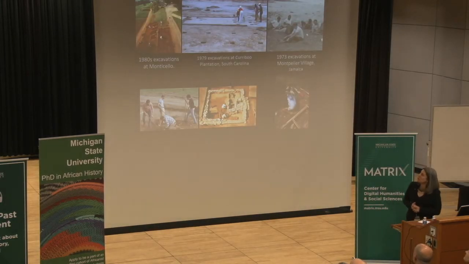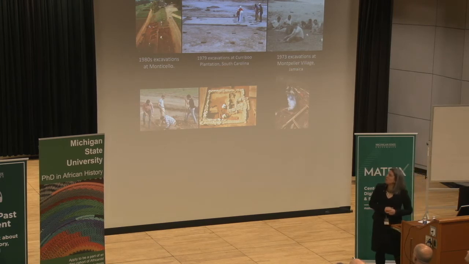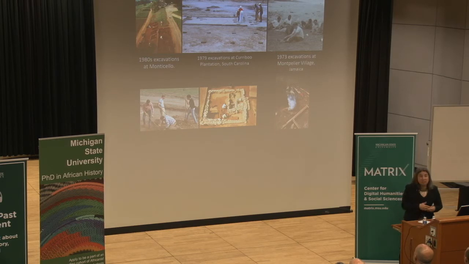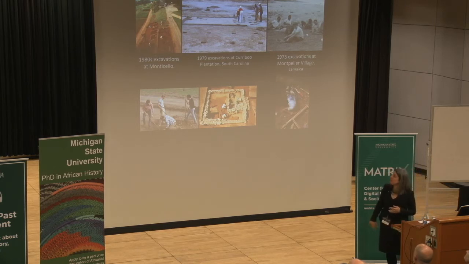So why do we do this? Just very quickly. As probably many of you are aware, since the late 1960s, hundreds of sites of slavery have been excavated across the Caribbean and US South. These are just some early photographs of some classic sites of excavation: Monticello, Cannon's Point Plantation in South Carolina, Montpelier.